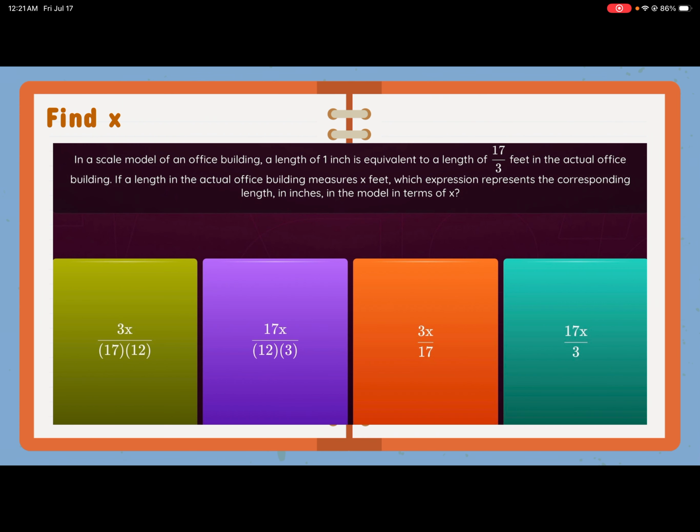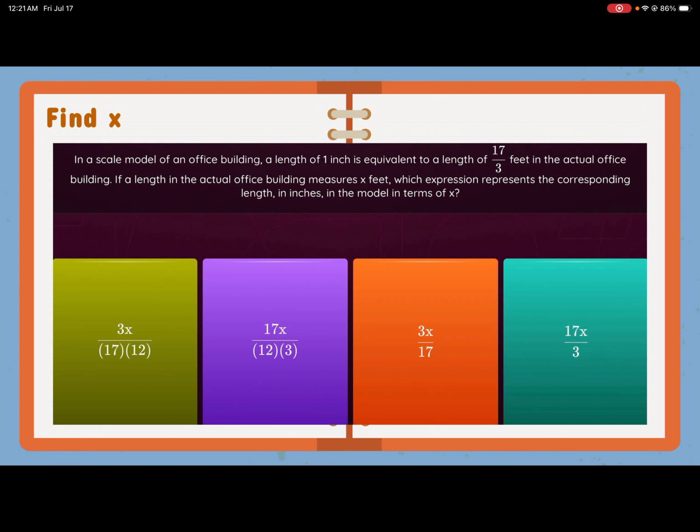Okay, this next question has, in a scale model of an office building, a length of 1 inch is equivalent to a length of 17 over 3 feet in an actual office building. If a length in the actual office building is x feet, which expression represents the corresponding length in inches in the model in terms of x?